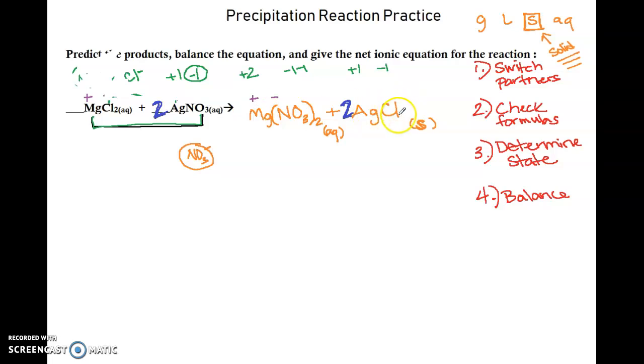And that actually fixed the chlorine problem that we were discussing earlier. We had 2 chlorides and we only had 1 over here. Well, now we have that fixed. And that's why you don't bring the 2 over. You're going to account for it later. Maybe the 2 does need to come, but don't assume. Just move the chemical formula.